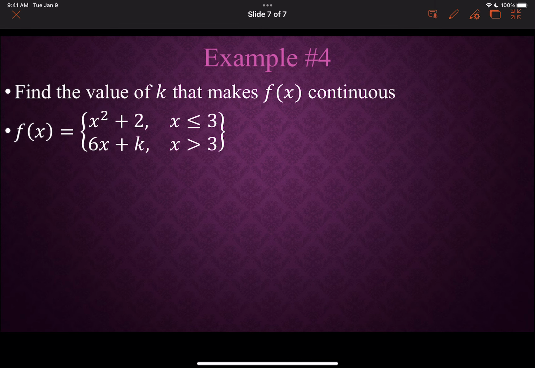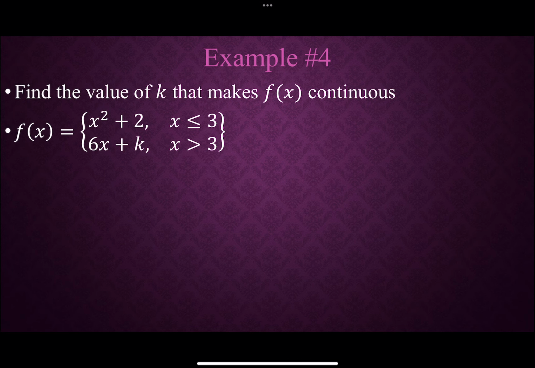So then the last thing we'll want to take a look at besides the graph is you might be asked to, well, what could make it continuous? Find the value of k. Sometimes it's a or b or q or whatever variable they want. It's typically not x. Find the value of k in this case that makes the function continuous.